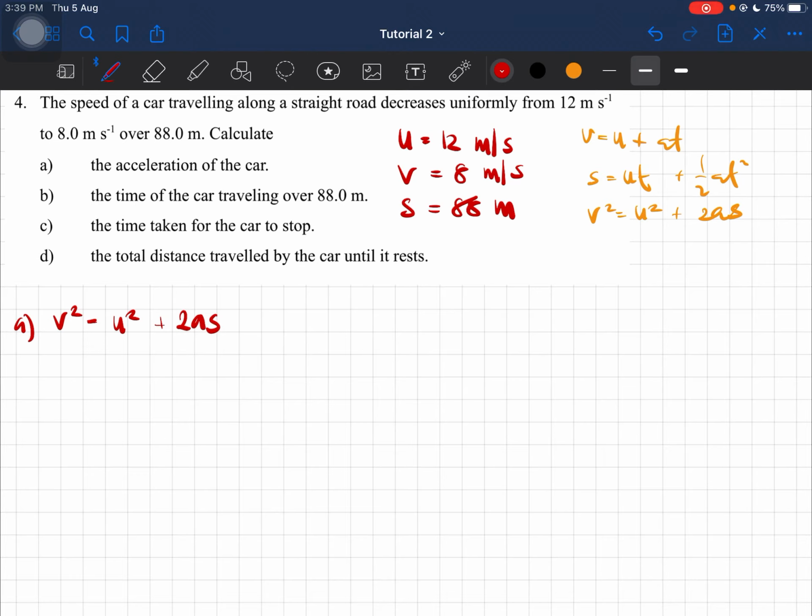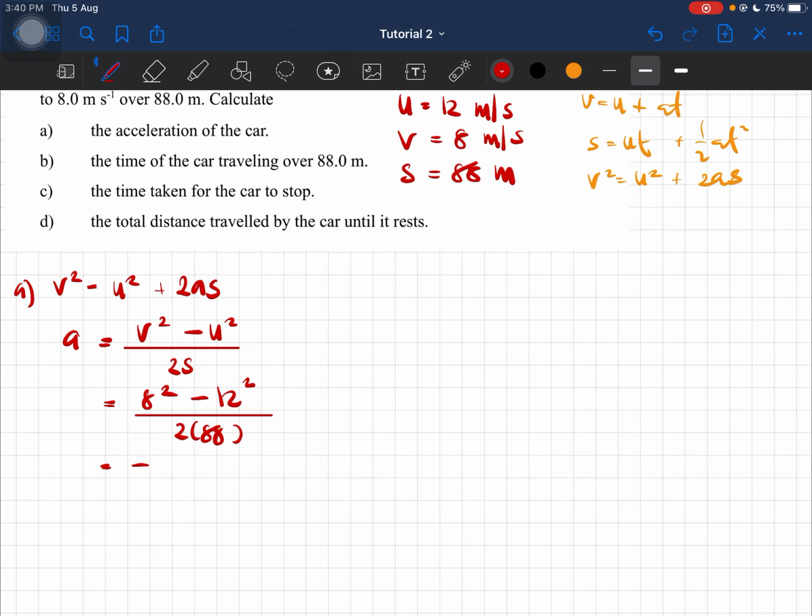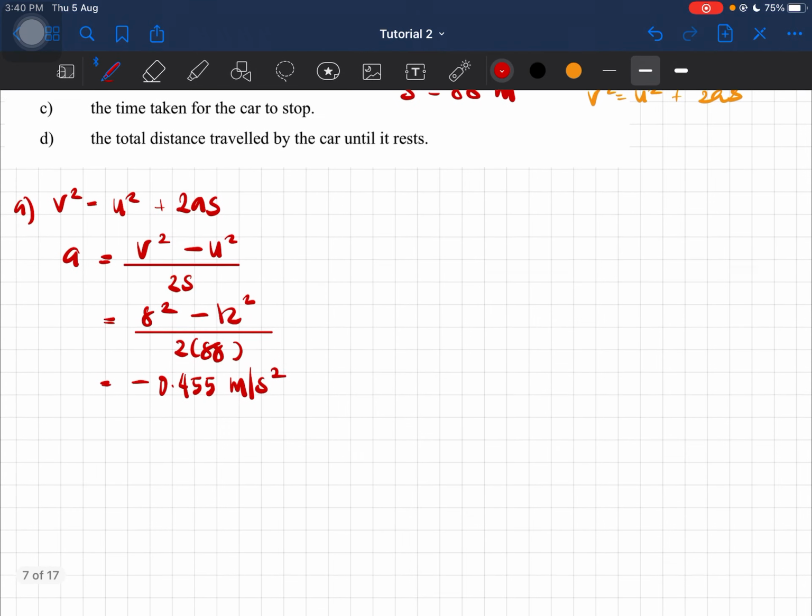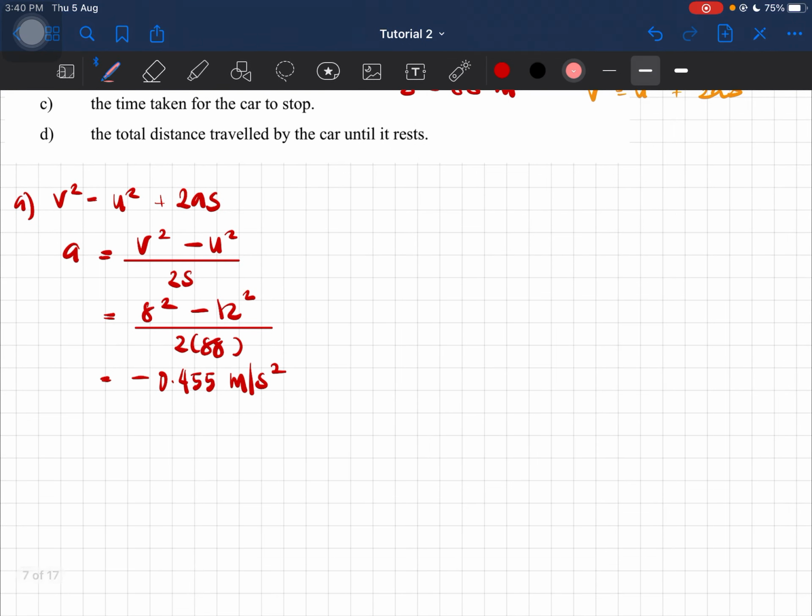Okay, so v square = u square + 2as. Alright, so we are finding the acceleration. So a is equal to v square minus u square over 2s. Okay, so 8 square minus 12 square over 2 times 88. Then you'll get the acceleration to be negative 0.455 meter per second square. So remember, negative indicates deceleration. Okay, so it indicates deceleration.